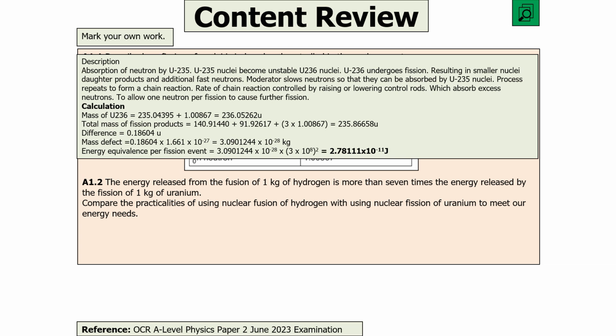The process repeats again and again to form a chain reaction, and the rate of chain reaction is controlled or raised by raising or lowering the control rods, which will absorb excess neutrons produced in the decay process. This will allow 1 neutron per fission to cause further fission.